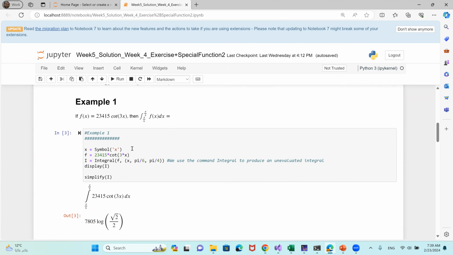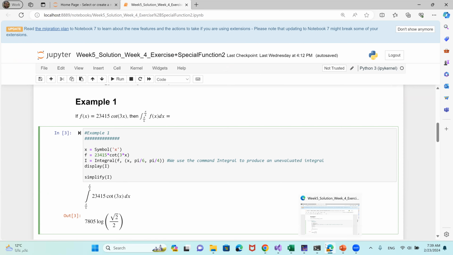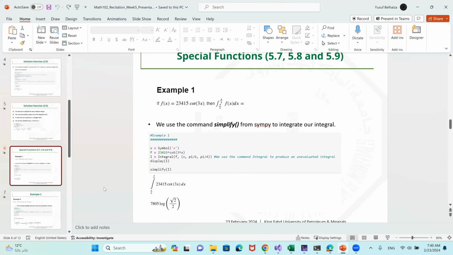There you go. So you see command line by line how this has been performed, and this is the result of our evaluation. Then we move to example 2.